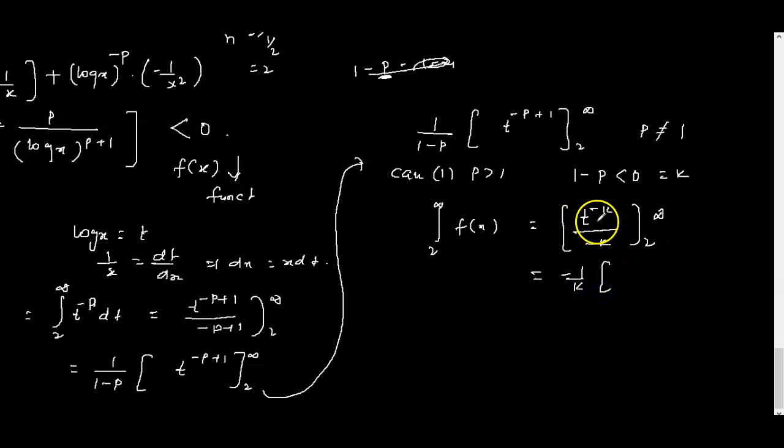Infinity, if you put it, this becomes 0, because this power is minus, right? Infinity power minus k, minus 2 to the power of minus k. So by minus k, it will be k only, right? This is minus 1, no? That's why. Why will it be minus k? But it's minus p plus 1, so it's equal to k. It's 1 minus p is equal to k.